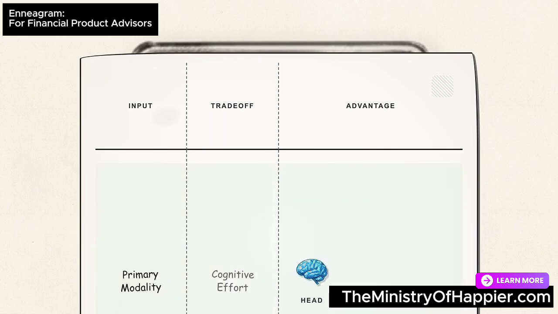The first level involves categorizing a prospect by their center of intelligence, the head, the heart, or the body. This provides an immediate directional advantage. You know whether to focus your time on cold data, family legacy and relationships, or tangible, actionable results.